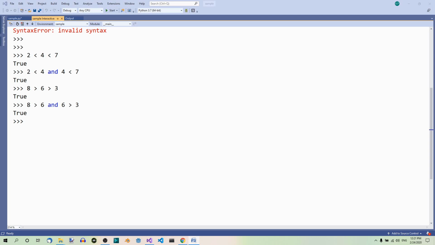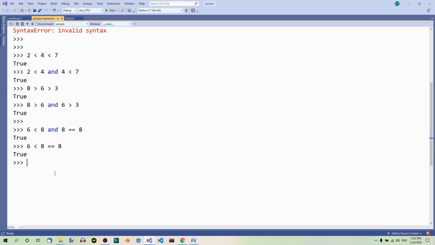Now we can combine the operators in quite interesting ways, unlike in math. They're just a shorthand for the full form of the logical AND operator. So, for example, instead of writing 6 is less than 8 and 8 is equal to 8, which is true, we could write 6 is less than 8 equal to 8. This is just a shorthand. Of course, do not use something like this in math.